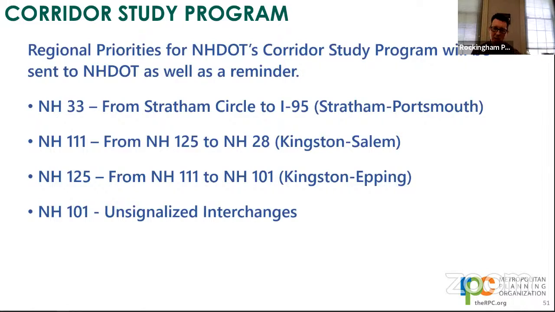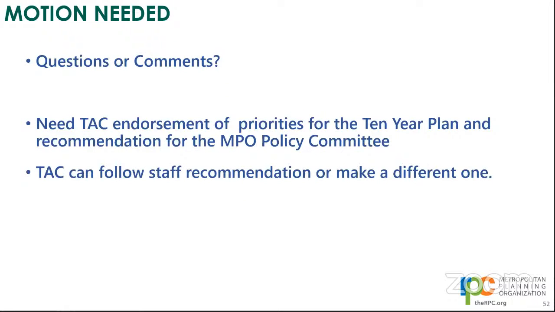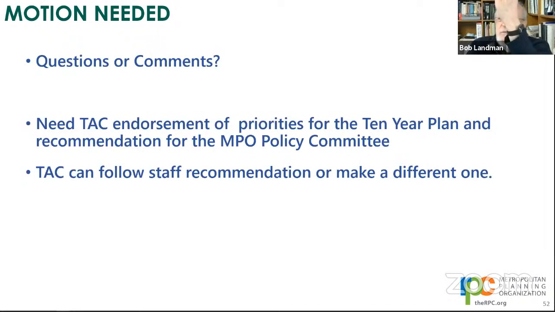And then we also want to take a look at the 101 interchanges, all those unsignalized interchanges, and see how they're functioning. In addition, if DOT puts forward a corridor study for that northern portion of 125, from Epping north, we would certainly be supportive of that going forward. So we'll remind Matt Scruton, I'll make that motion. I'll second it. All right, thank you, Matt and Bob.